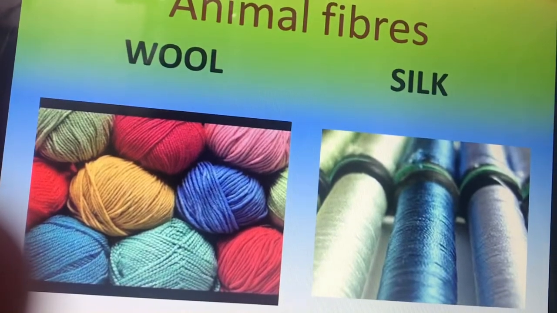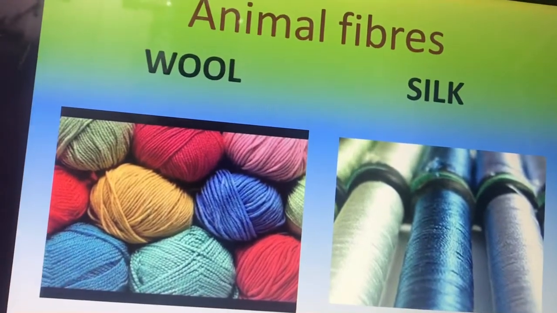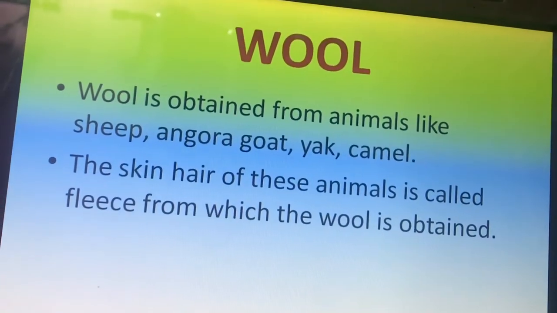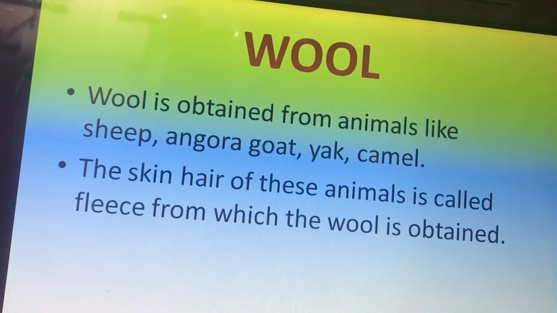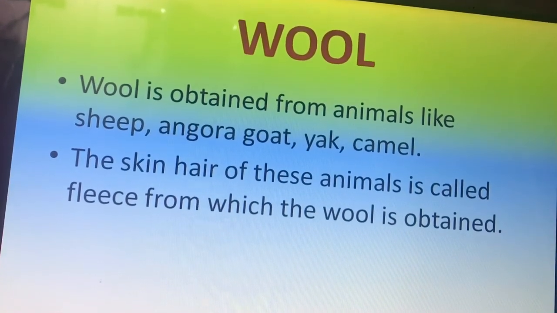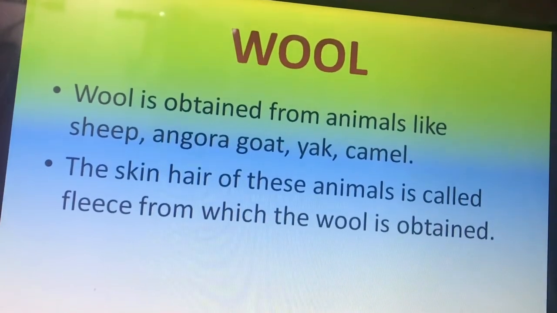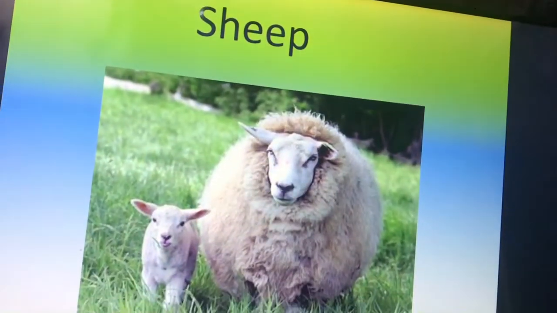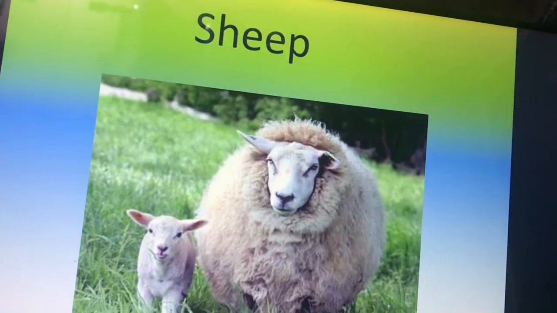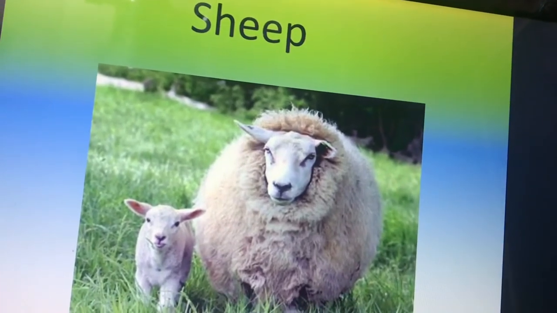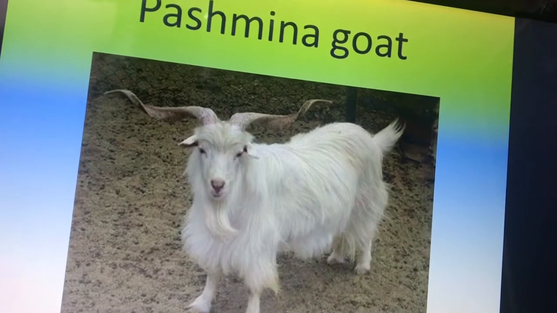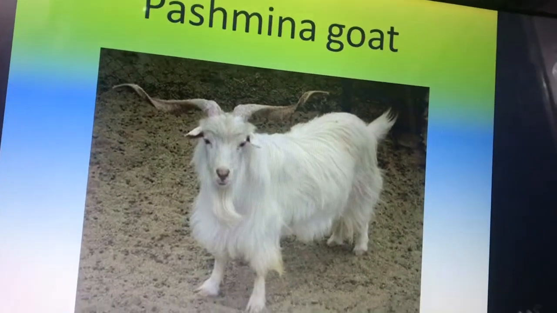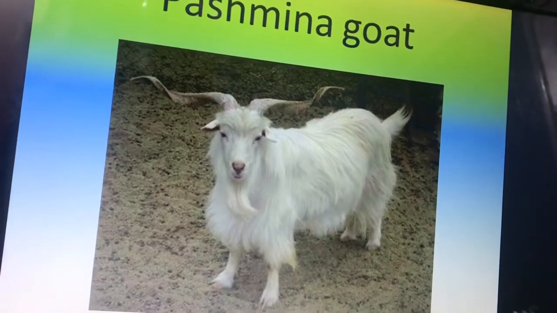Now all of you know from where we get this wool? It is obtained from many animals like sheep, Angora goat, yak, camel. This is the hair of these animals which is also known as fleece. From that we get the wool. Now this is a sheep which gives us wool. You can see the thick coating on its body. This is a Pashmina goat, and this Pashmina wool is very famous. It is a very fine quality of wool.